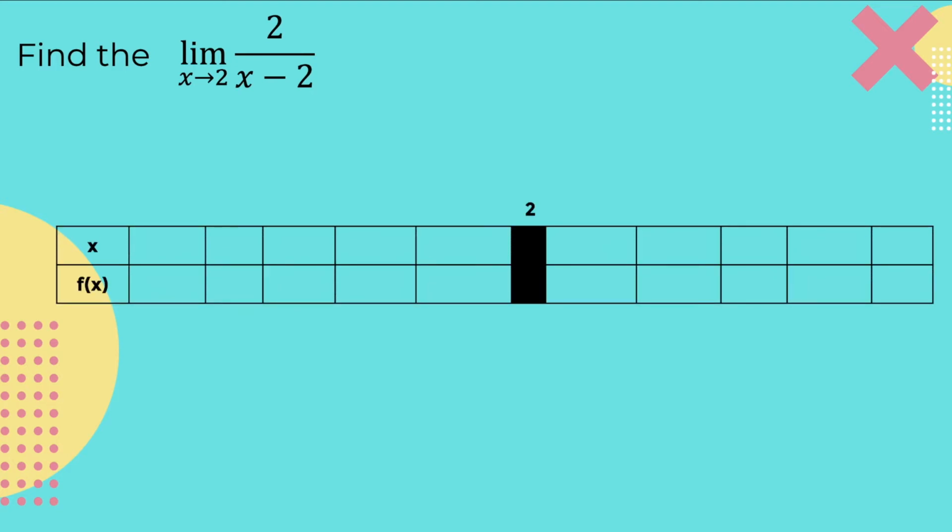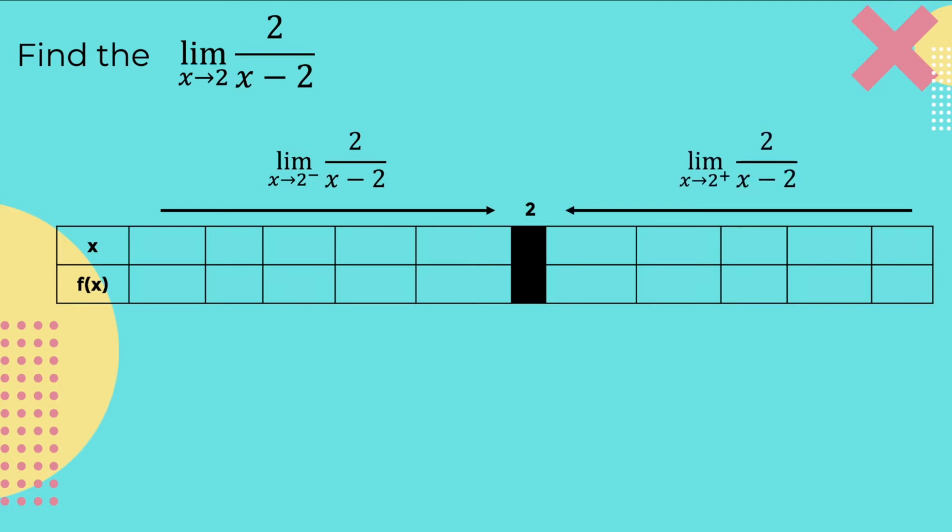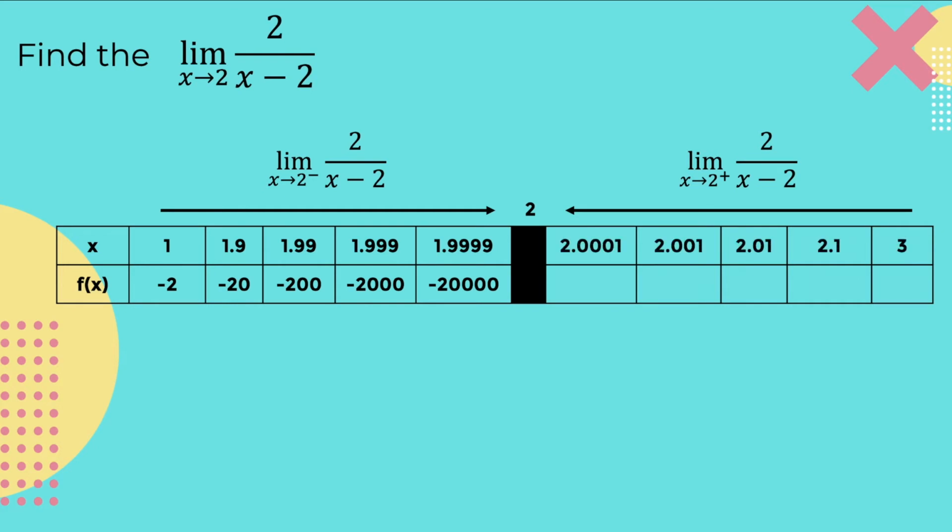Using a table of values, we can compute for the left-hand limit and right-hand limit of the given function. To compute for the left-hand limit of the function, we assign x values which are less than 2. Evaluating the function using these x values, the value of f of x becomes smaller and smaller. On the other hand, to compute for the right-hand limit of the function, we assign x values which are greater than 2, and evaluating the function using these x values, we can see that the value of f of x becomes larger and larger.